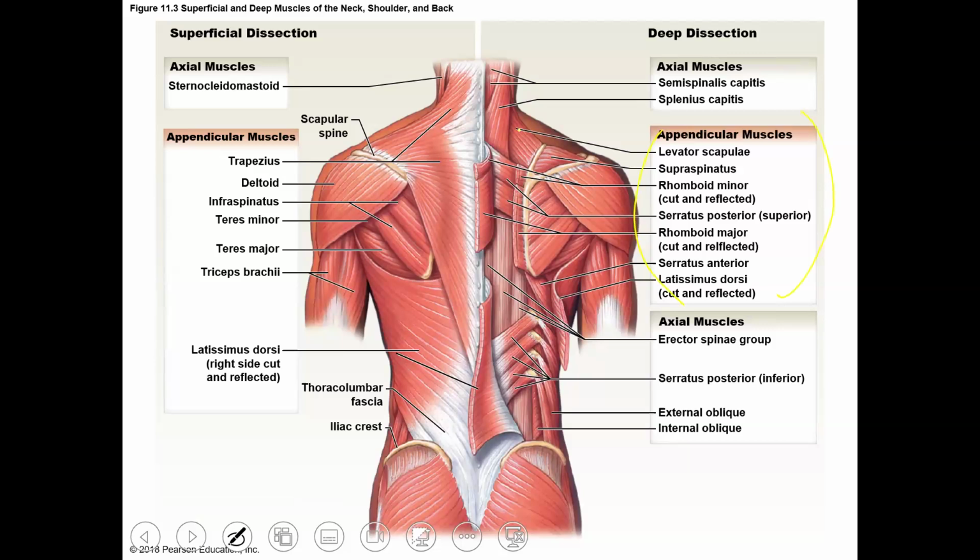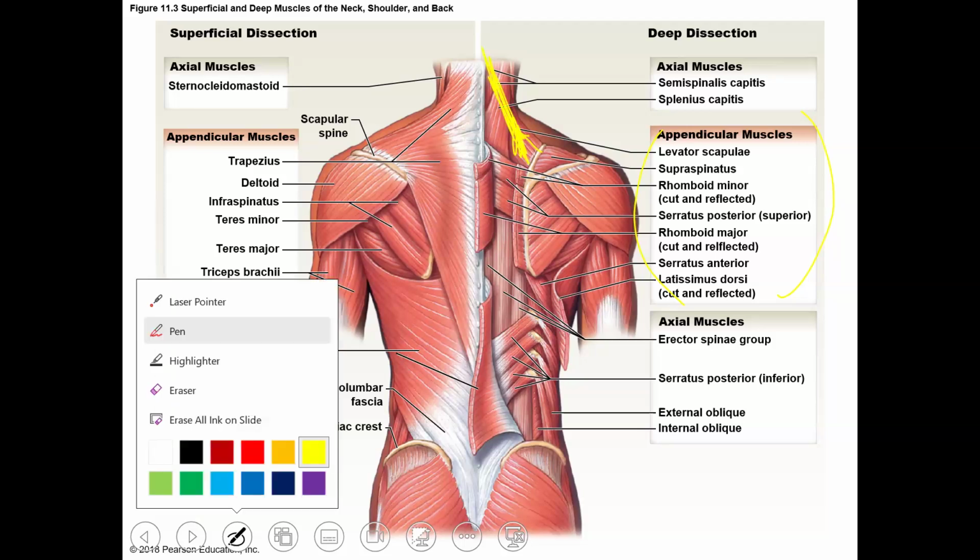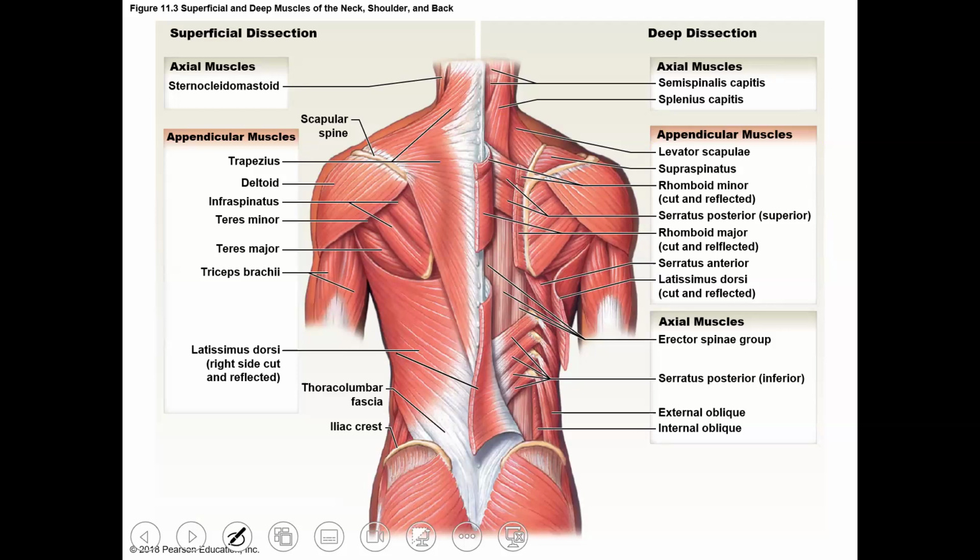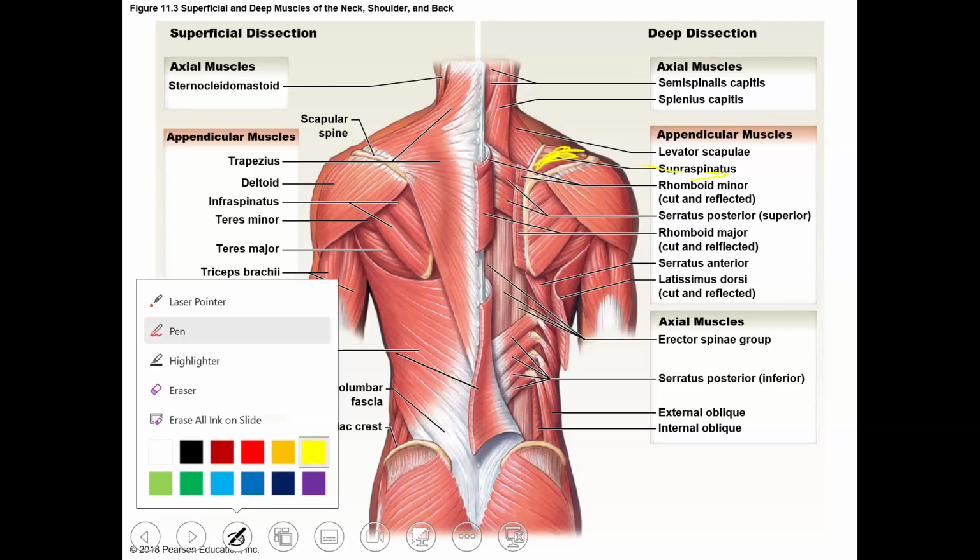So levator scapula, elevating the scap or the shoulder blade, and it's under here. Supraspinatus. So remember, this is the spine of the scapula, that part of the bone of this scapula bone, the spine of the scapula. So supra, above the spine of the scapula. So this muscle right here, it's going to wrap around to the kind of front part of your shoulder too. So supraspinatus.